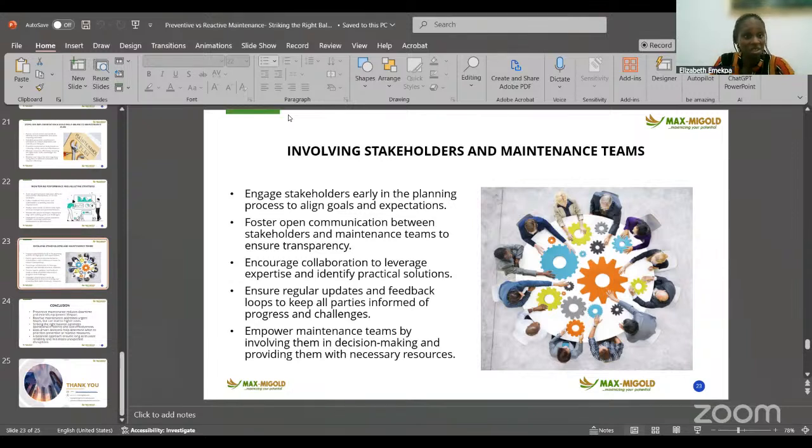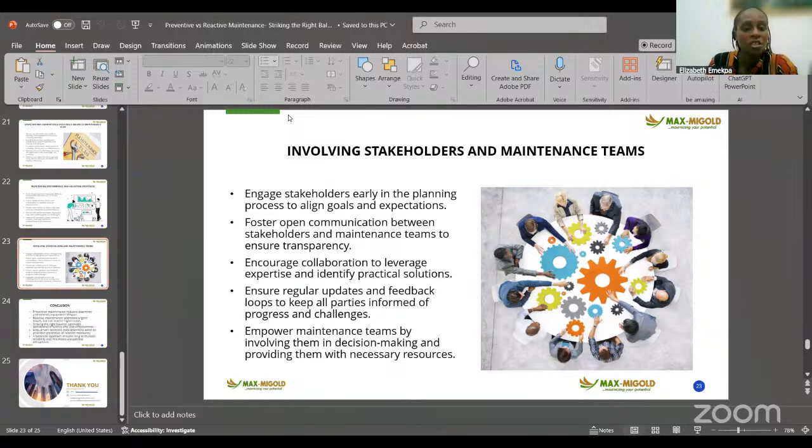Share it. That way, everybody sees what you want to do and when you want to do it. Or maybe, for example, you want to fumigate and all of a sudden you just wake up and say, we are fumigating today. Hello? Everybody has plans. So always ensure you engage your stakeholders in your planning early enough, all right?